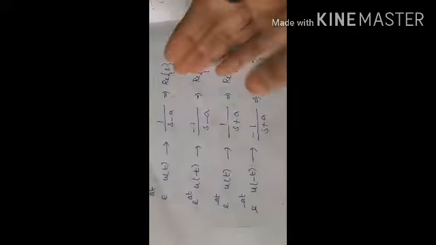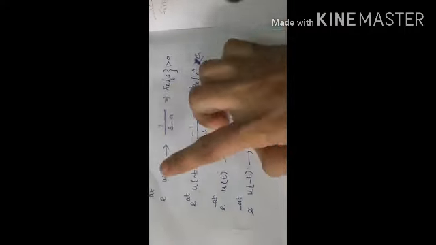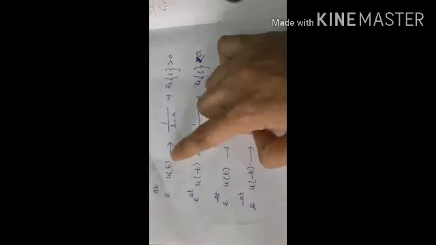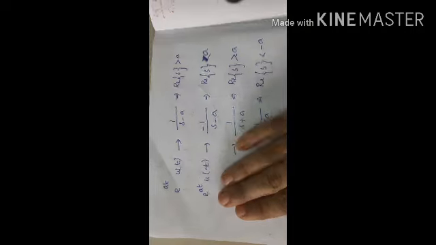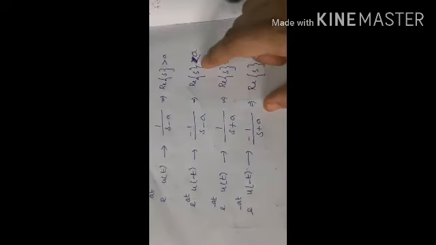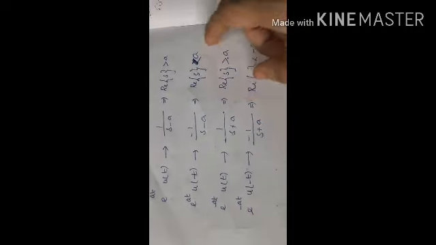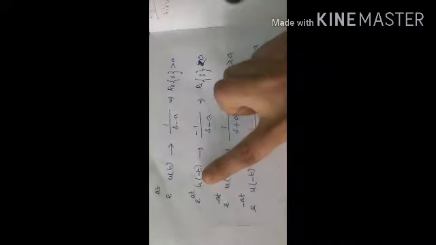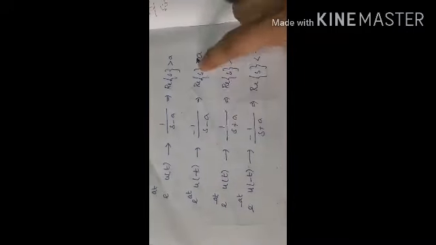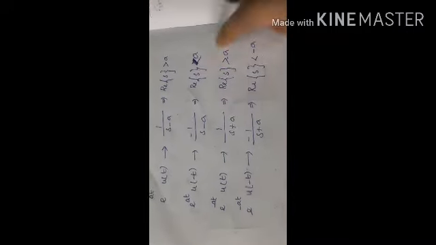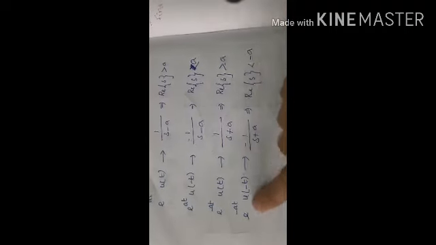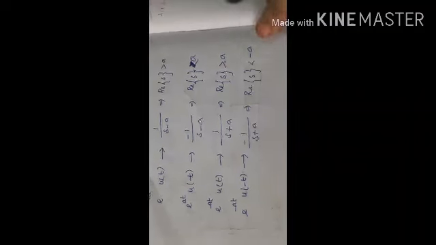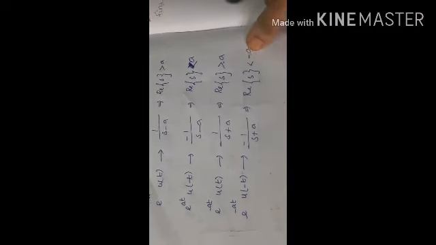To find a right-sided or left-sided signal, there is just one thing to check: u of t or u of minus t. If u of t is there, it is a right-sided signal; if u of minus t is there, it is a left-sided signal. So it will be less than a. If it is u of minus t, that is a left-sided signal, the less-than symbol will come. So less than a or less than minus a. If it is e power minus at, it will be minus a.